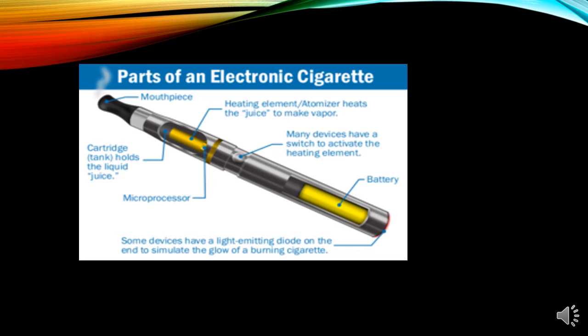This is an electronic cigarette. Here you can see the mouthpiece and the cartridge which holds the juice, and the heating element that's where the juice becomes vapor. And battery, and some devices have a light on the end to simulate the glow of a burning cigarette.